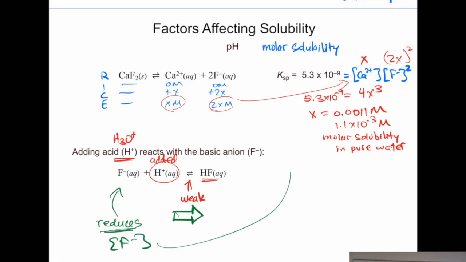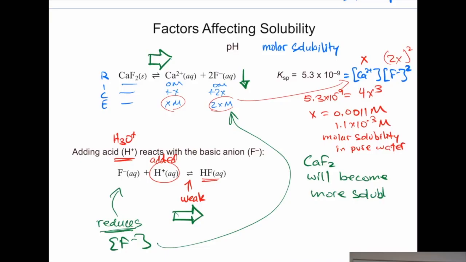Which is going to affect that up there. So now we're reducing. If this gets reduced, which way is it going to shift to establish a new equilibrium? It's going to go this way. Which means that we had stuff that was soluble, we had stuff that was solid, and now it's going to become more soluble. So calcium fluoride will become more soluble in acidic solution.